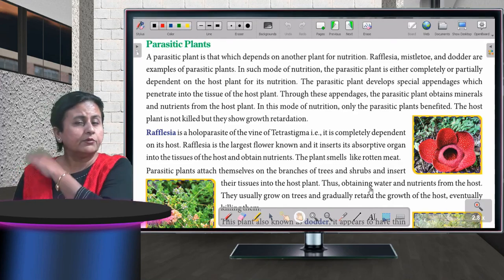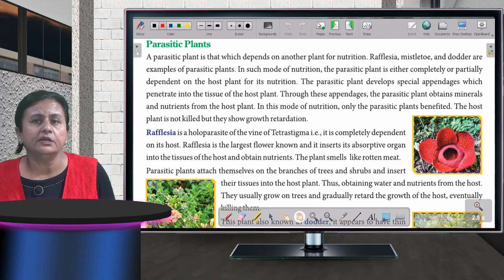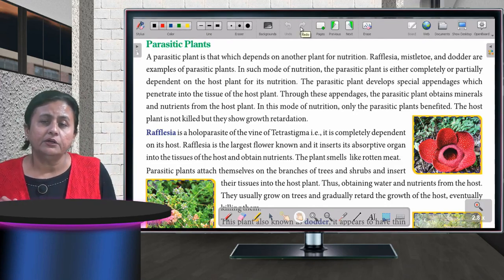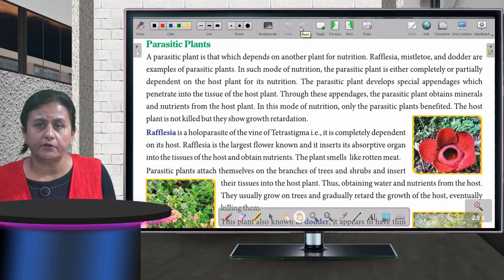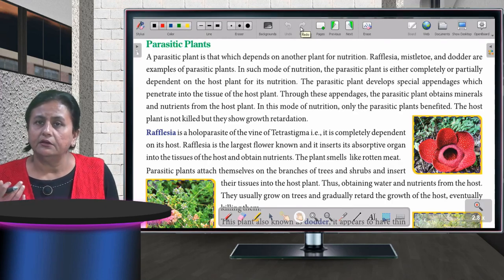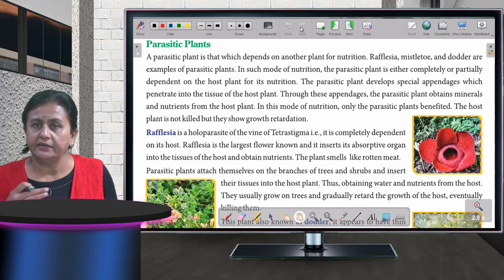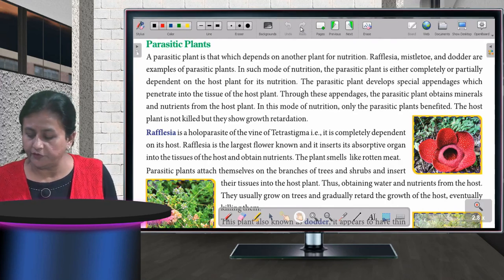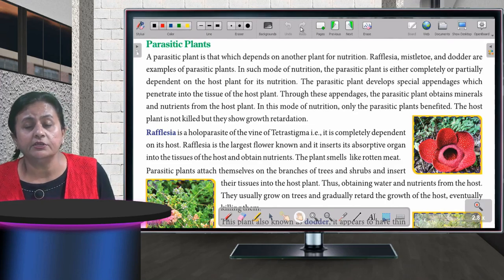These plants, what do they do? They grow on other plants, and where are they getting their nutrition from? The plant on which they grow. All the nutrients they take from there. These parasitic plants grow on other plants and start taking all the nutrition from the other plant. The host plant is sometimes even killed.